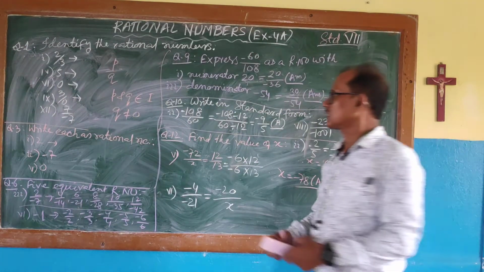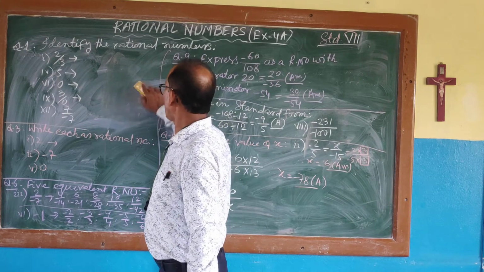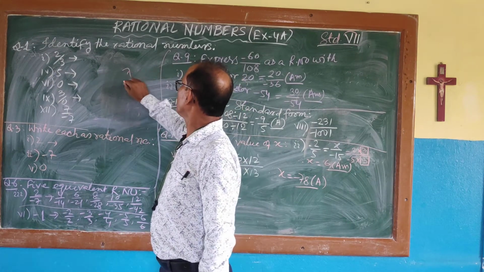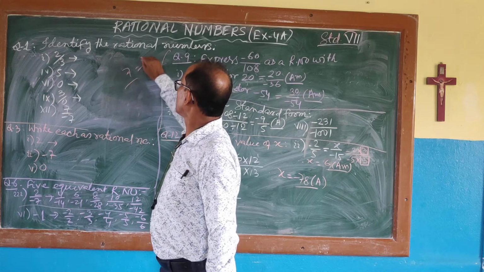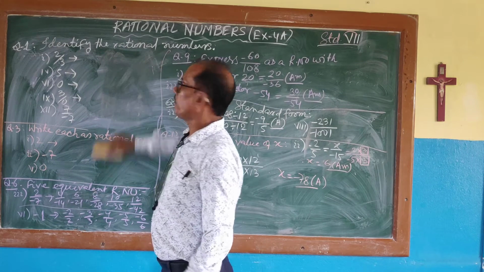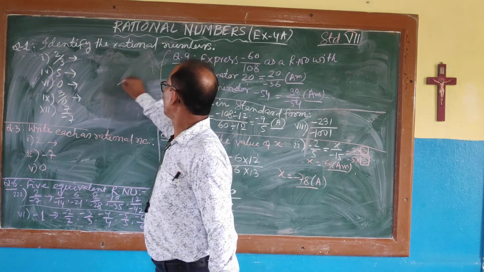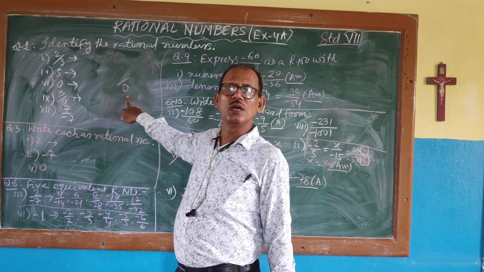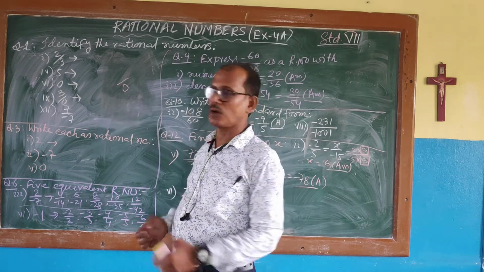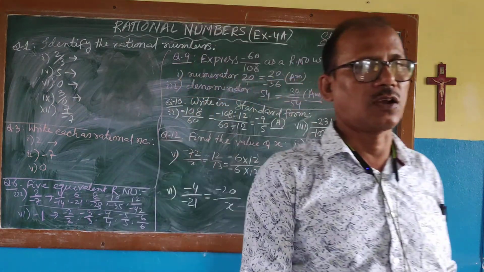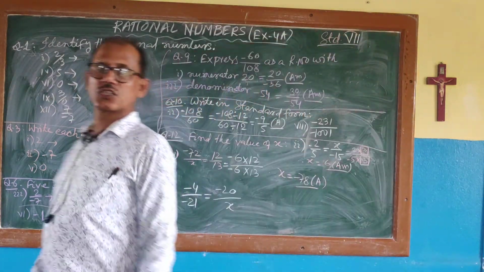A fraction is a rational number. A whole number is also a rational number, because a whole number can be written very well; 7 can be written as 7 by 1. So it's a rational number. Could you understand? But once 0 is the denominator, q is becoming 0. Q should not be 0, only then do we say rational number. A 0 denominator cannot be defined. Okay, fine, then let us solve this.